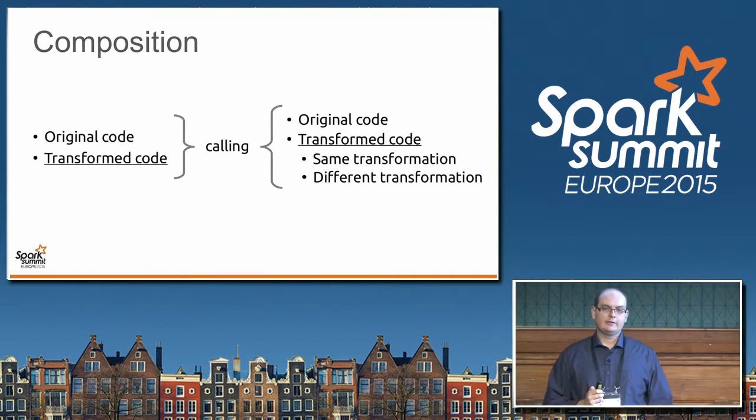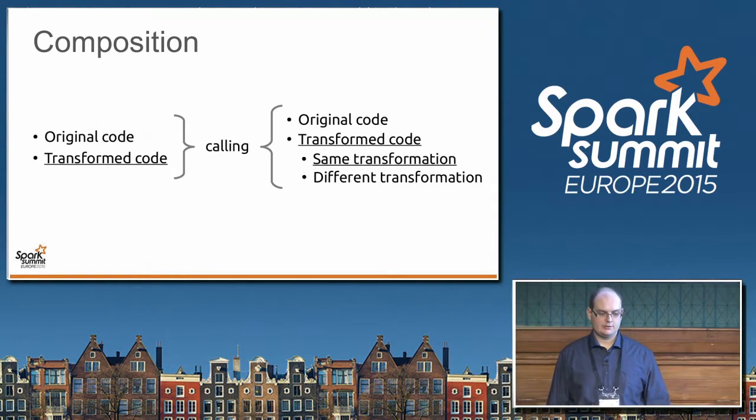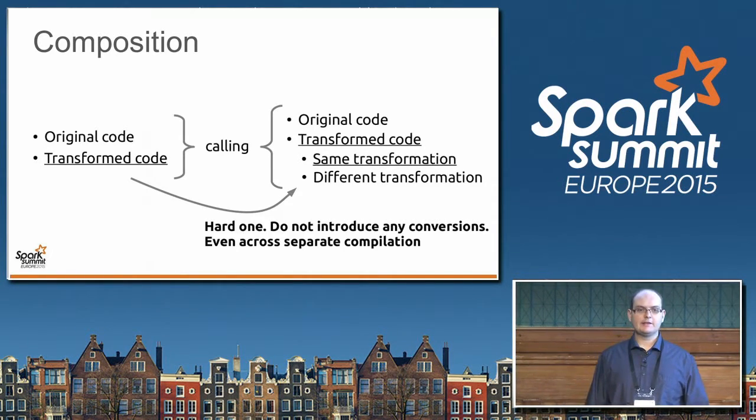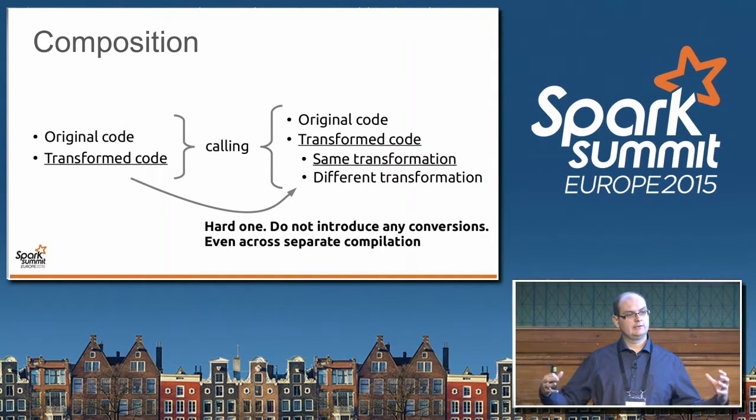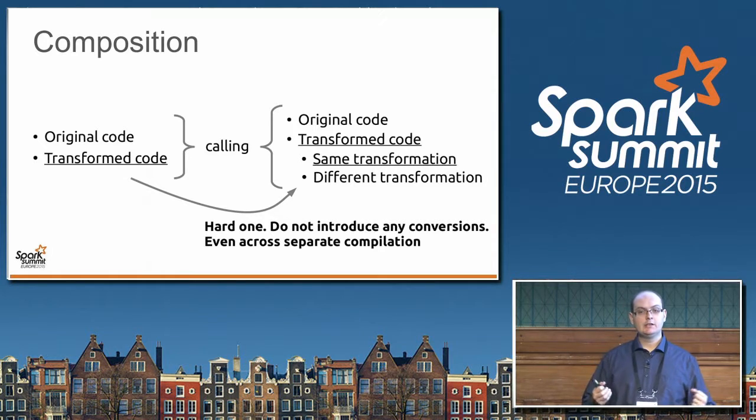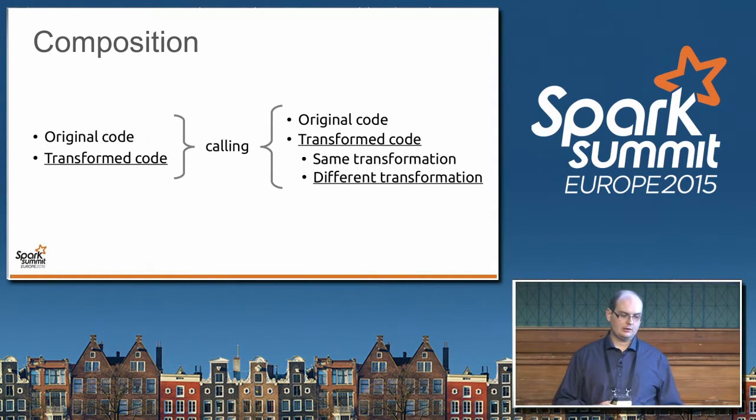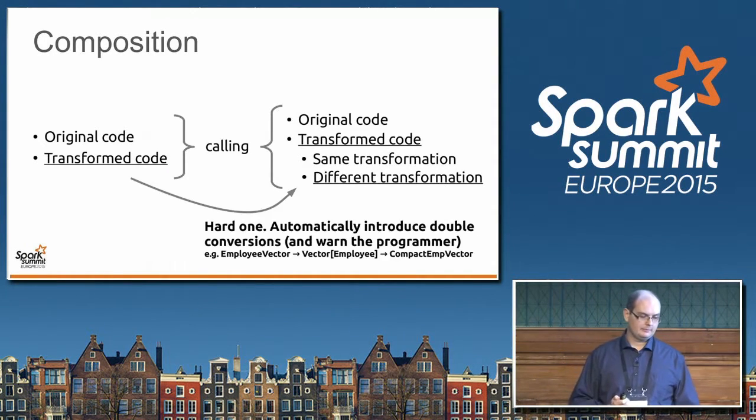What if transformed code calls another piece of transformed code, but it's transformed with the same representation? Well, this is a hard case, because what we would like to do is let the two pieces of code, the two methods, interact without any coercion. So they should be able to pass data directly, even across separate compilation. This is a very hard problem.